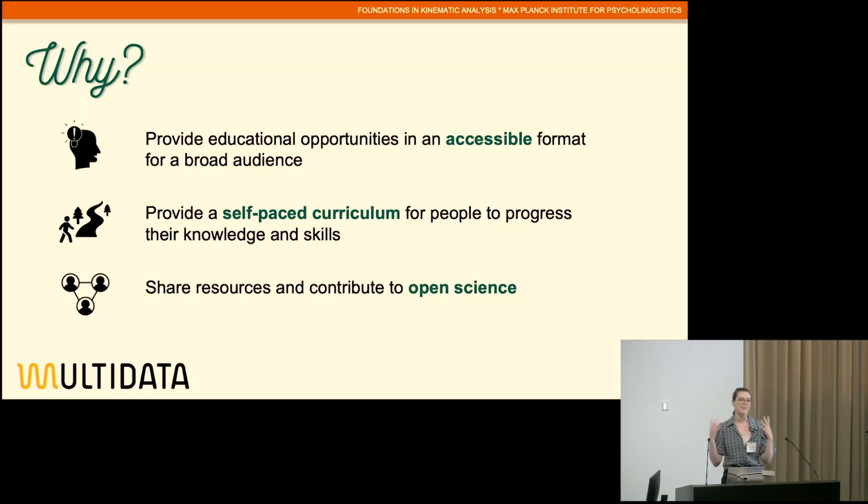And here at the MPI, we're very fortunate to have a focus group of researchers who are each applying kinematic analyses to their own data sets to answer different questions about gesture or sign language production. And this has allowed us to learn a lot collectively from each other about what kinds of analyses might be best suited for certain research questions and what possible problems researchers might encounter along the way. So we also want to share these lessons with the wider community.